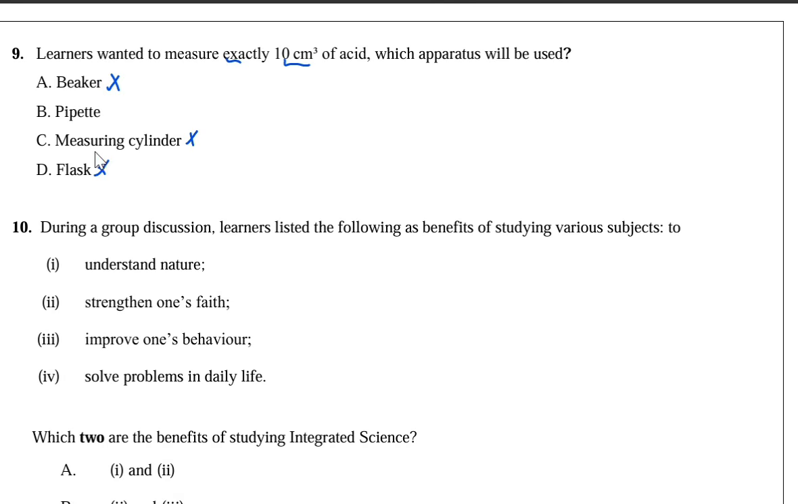And therefore the correct option is B. A pipette is the one which can be used to measure exactly 10 centimeter cube of acid. The reason is that it is most accurate for measuring fixed volumes, like 10 centimeters cube or 25 cubic centimeters. Therefore, the correct option is B.